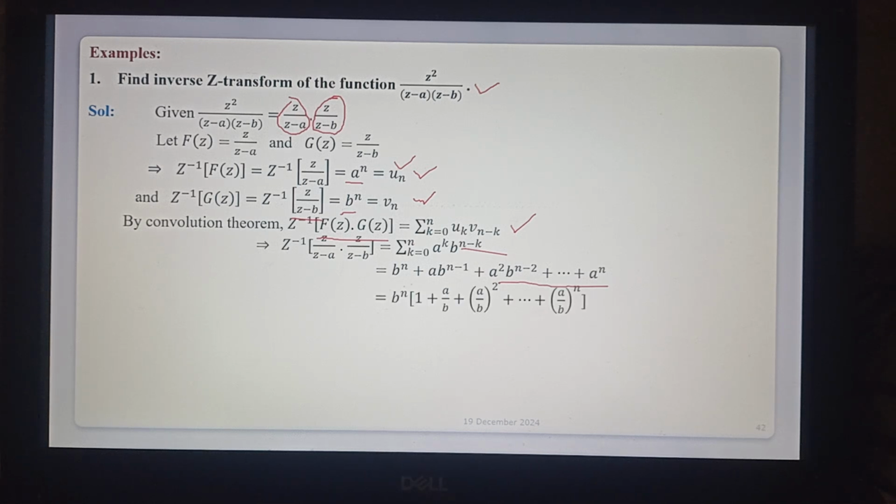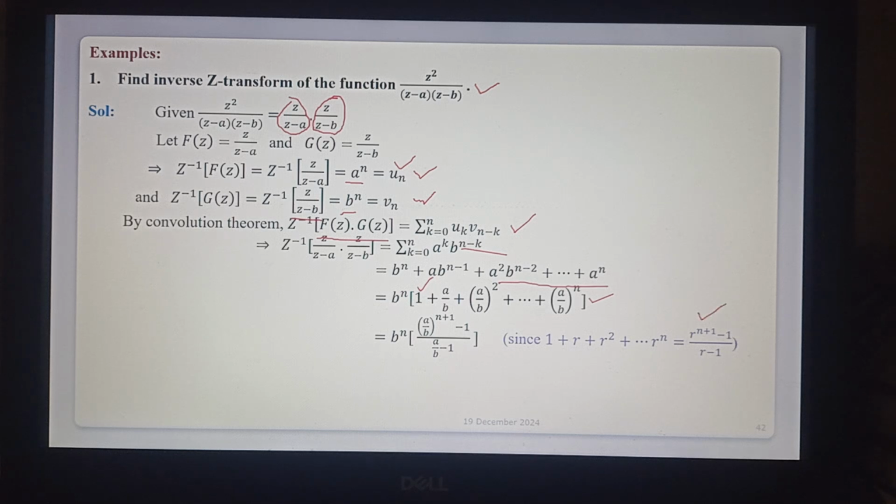Taking b power n common, we get b power n times 1 plus a by b plus (a by b) whole square plus up to (a by b) whole power n. What is the form here? It is the sum of n plus 1 terms in a GP. The first term is 1 and the common ratio is a by b. So it is 1 plus r plus r square plus up to r power n.